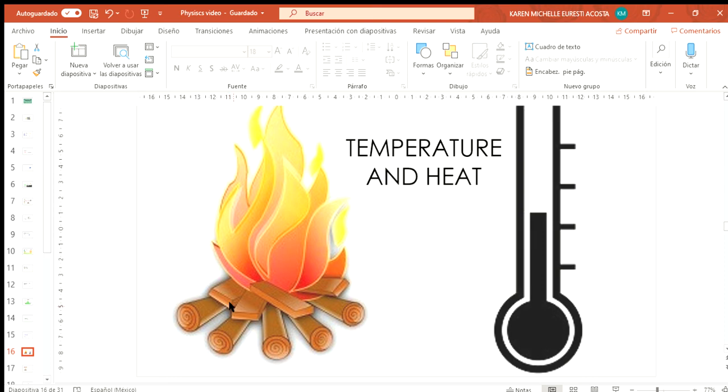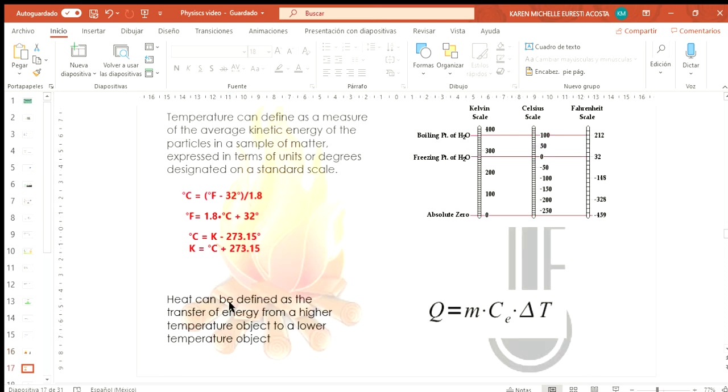Next is the topic of temperature and heat. Temperature is a measure of the average kinetic energy of the particles in a sample of matter, expressed in terms of units or degrees designated on a standard scale. We have the scale here, and we have the Kelvin scale, Celsius scale, and the Fahrenheit scale.